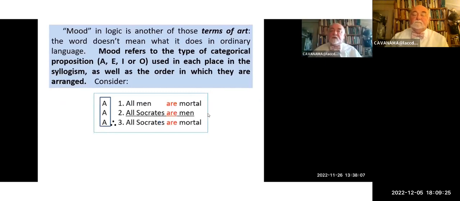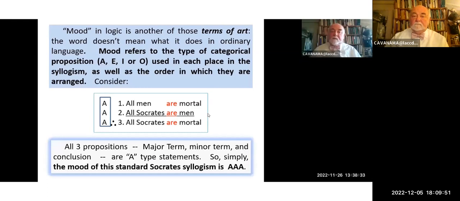Mood is another one of those terms of art. It doesn't mean what it does in ordinary language. Here's what it means. Mood refers to the type of categorical proposition used, A, E, I, or O, in each place in the syllogism, as well as the order in which they're arranged. So if we look at the Barbara syllogism, the first proposition is an A proposition, and so is the second, and so is the third. So we say that the mood of this is AAA, triple A if you like. All three propositions are A statements.